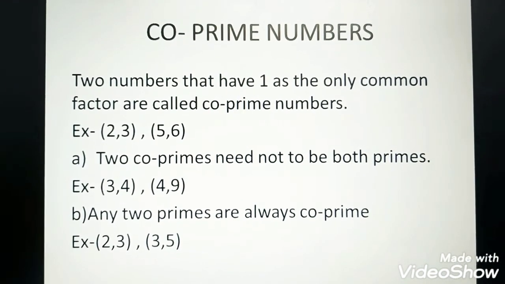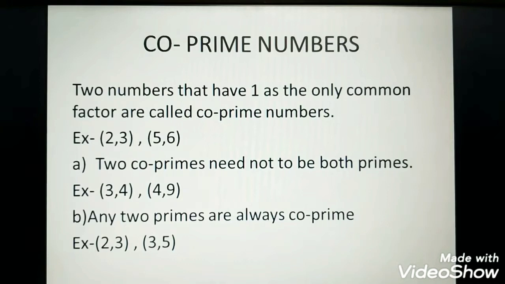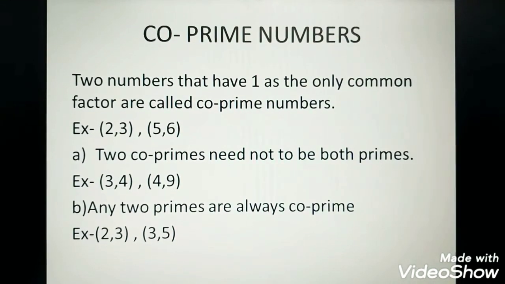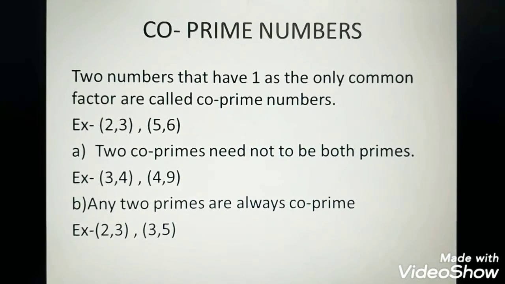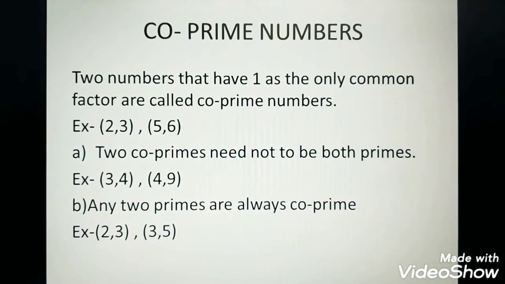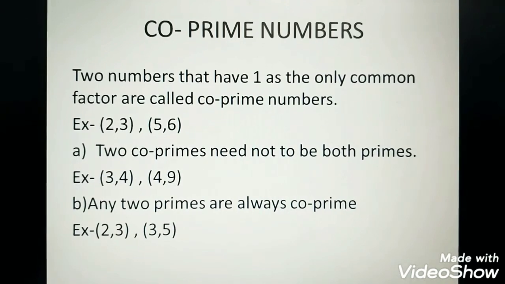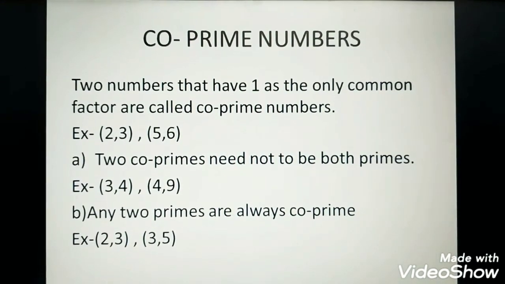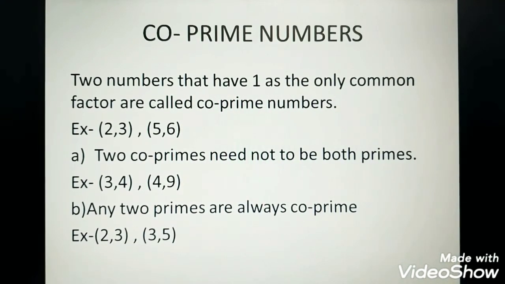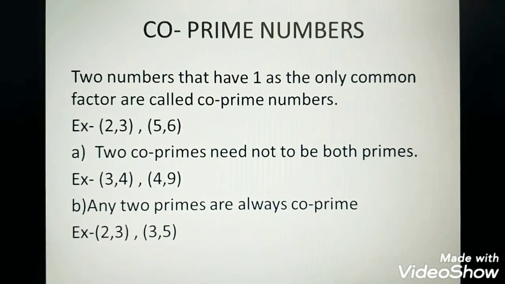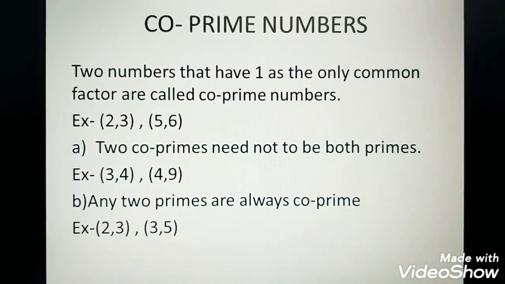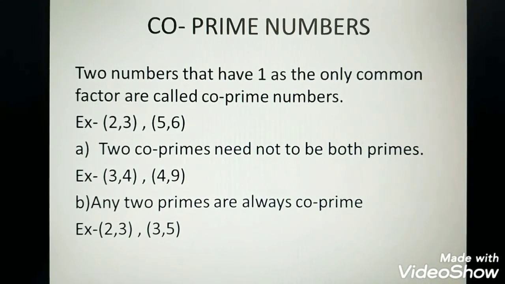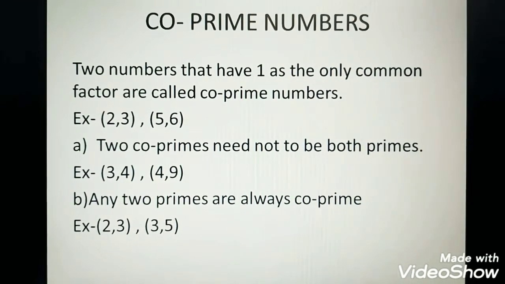Now you need to remember two things. A, two co-primes need not be both primes. Now see here in example 3, 4. These are co-prime numbers, but you can see कि दोनों ही numbers prime नहीं हैं. 3 is a prime number, but 4 is a composite number. तो ज़रूरी नहीं है कि दोनों ही prime हो. Again 4, 9. See, 4 is a composite number and 9 is also a composite number, but both these numbers are co-prime.